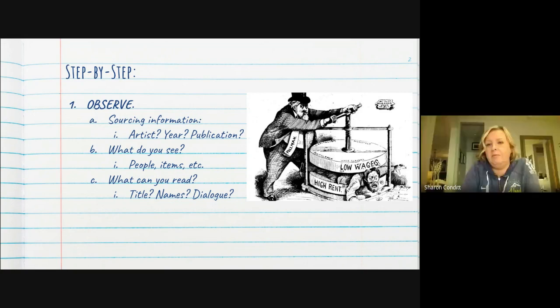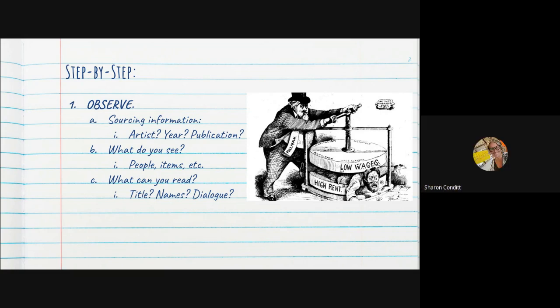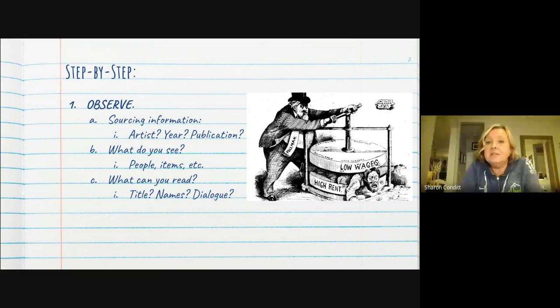And then to 1C, what can you read? This is where we look for words that are in the cartoon, and we would write those words down very clearly. So I would write Pullman, and I would write low wages, etc. And I'm always going to work hard to provide you with copies of the cartoon that are larger size so that you can really deal with the detail in the cartoon. So our first step was to observe.